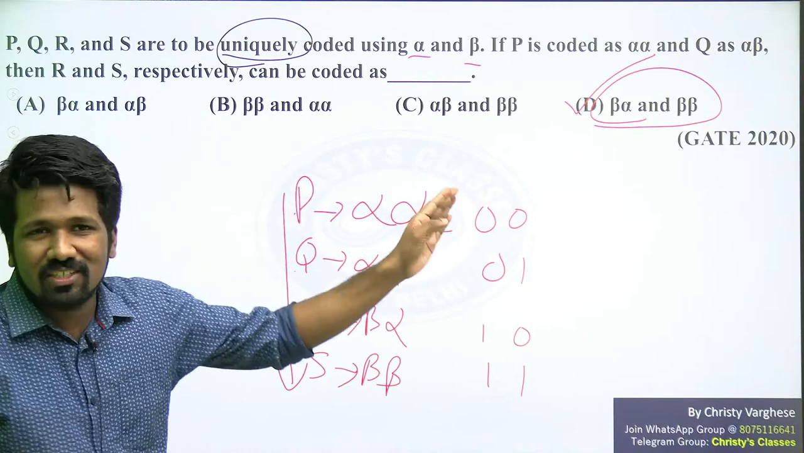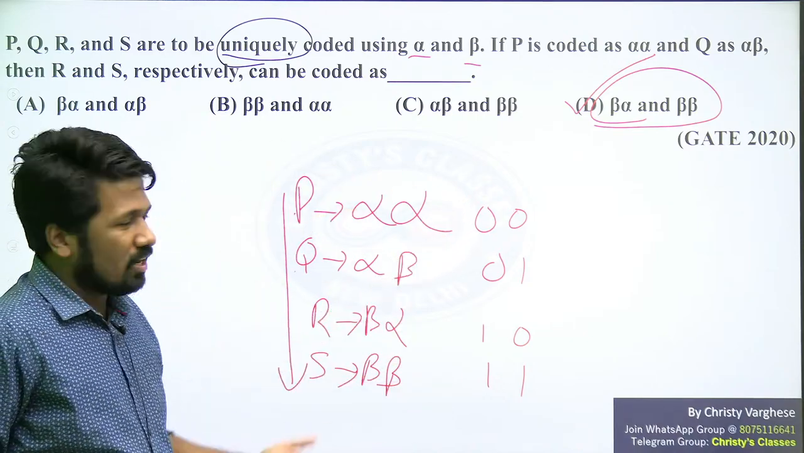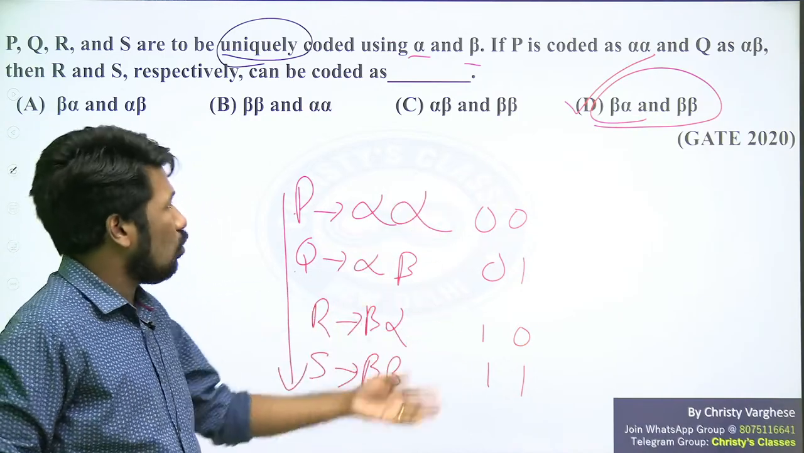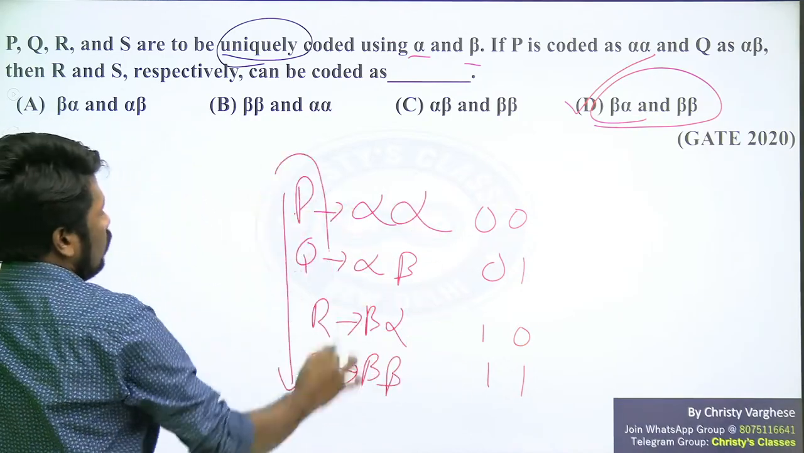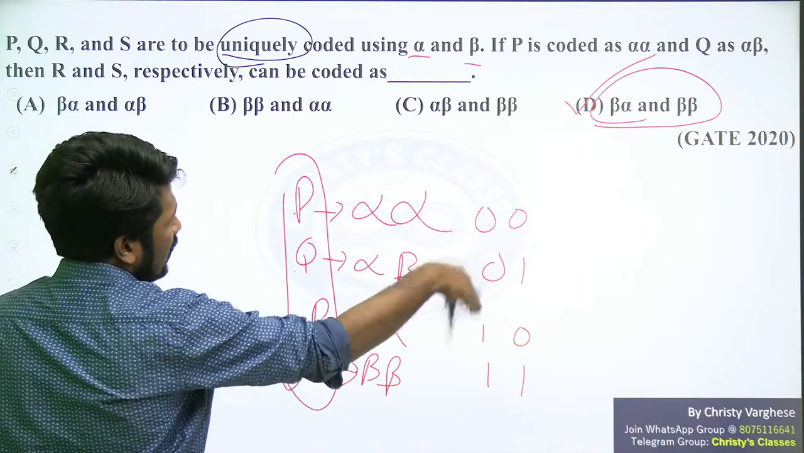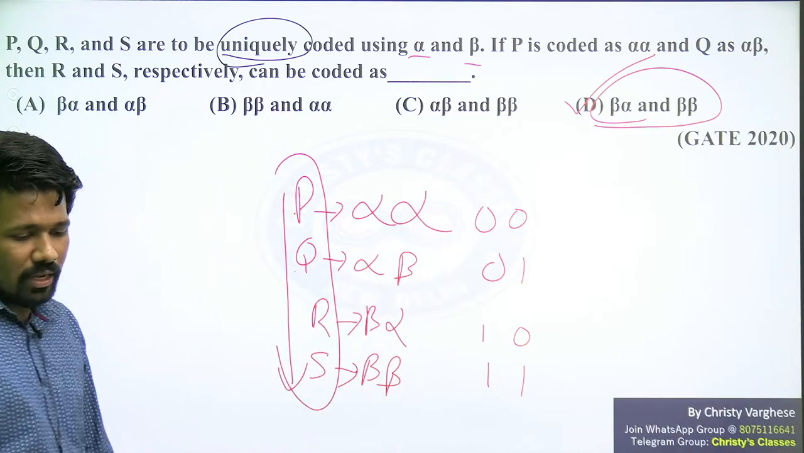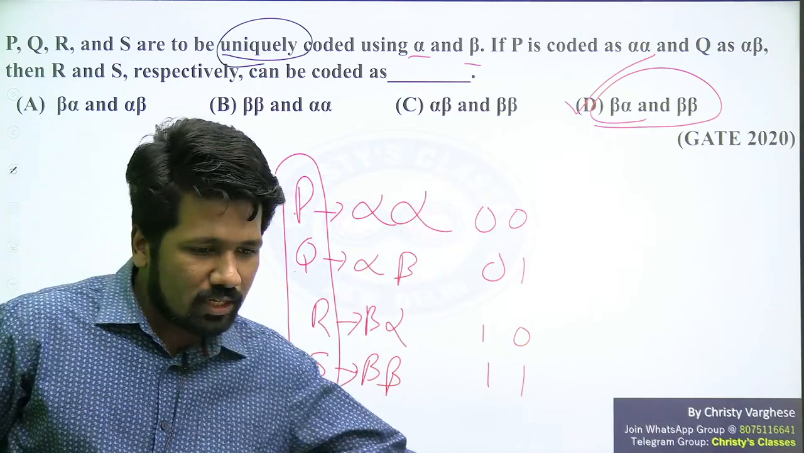But here the options are so simple that we don't have to think about any of these things. If options are hard, this is the order they have maintained, PQRS order. So in alpha and beta, two objects are arranged like this. So option D is the only possible answer. Hope all of you understood it.